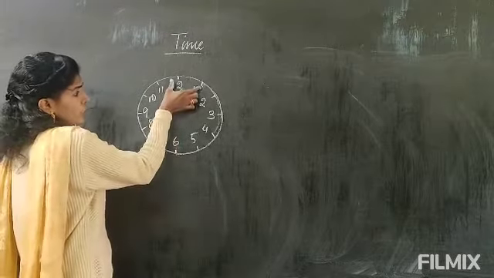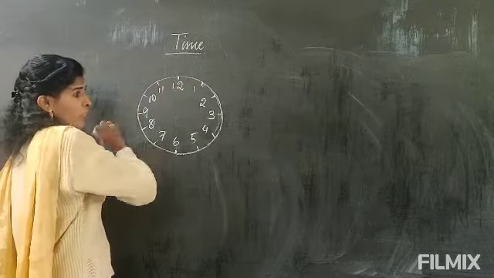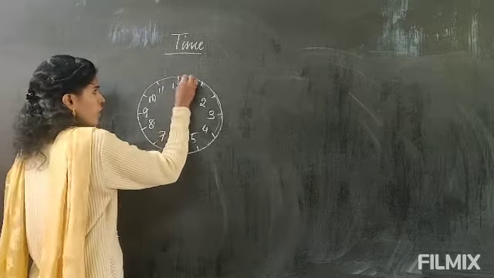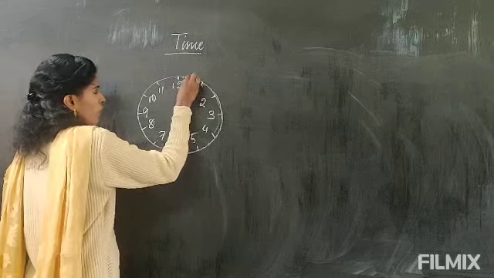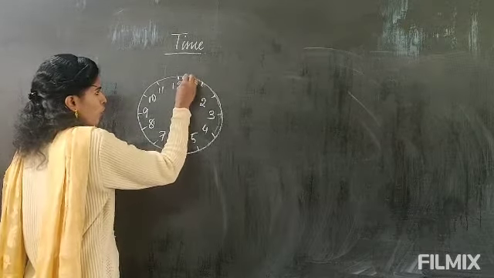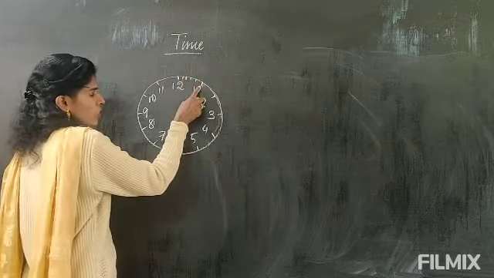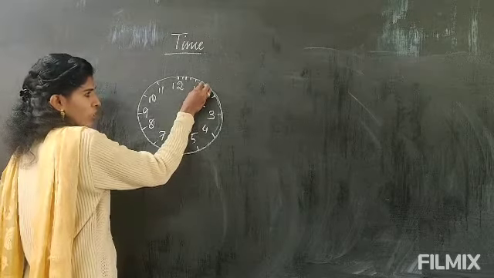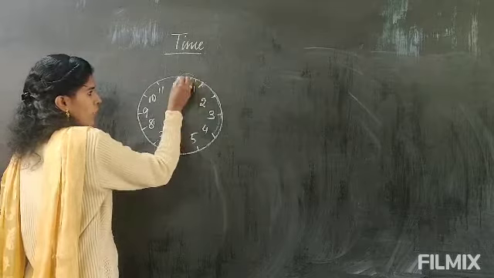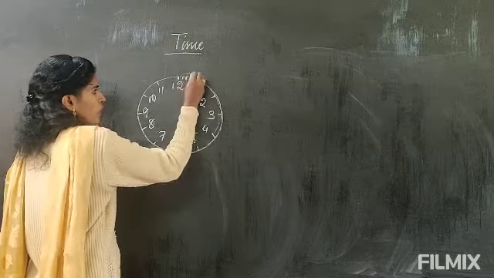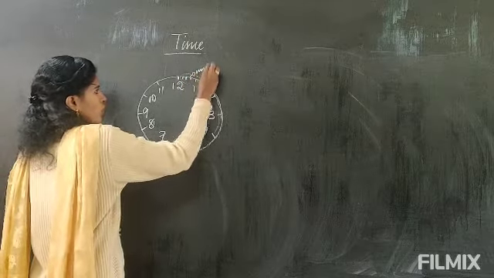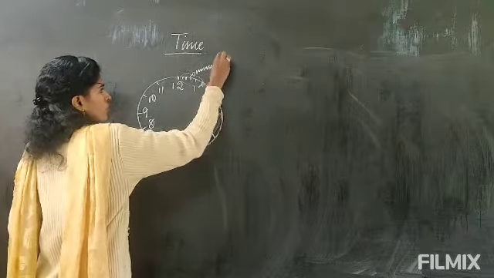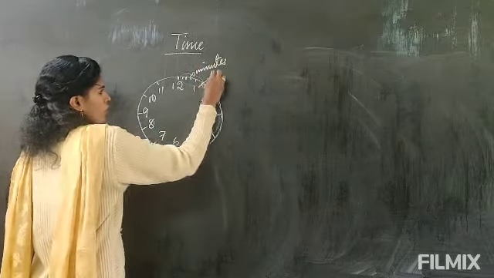Again, each equal part is divided again into 5 equal parts. 5 equal parts means not exactly 5 marks, only 4 will be there between, and the one you have already divided will be the fifth one. So these 5 equal parts are called minutes. And these are called hours.